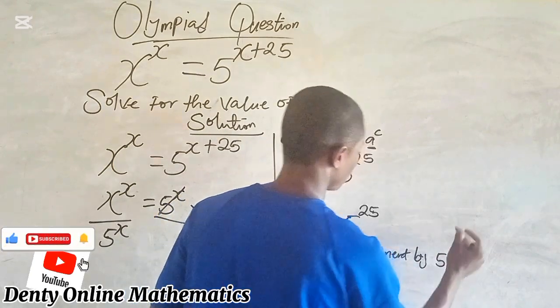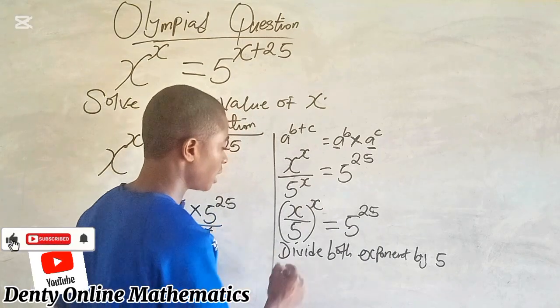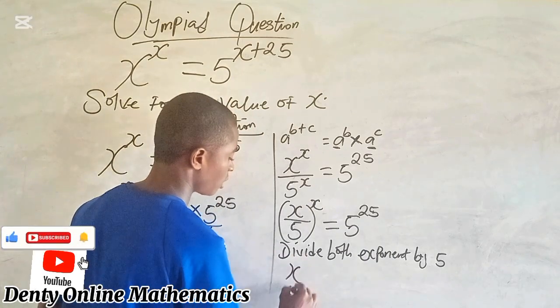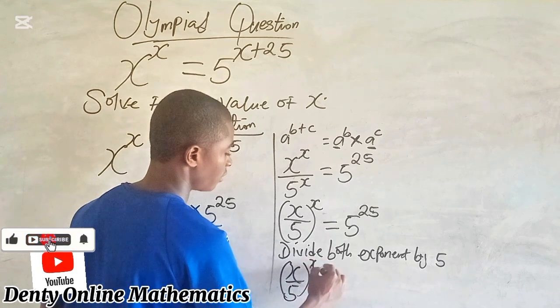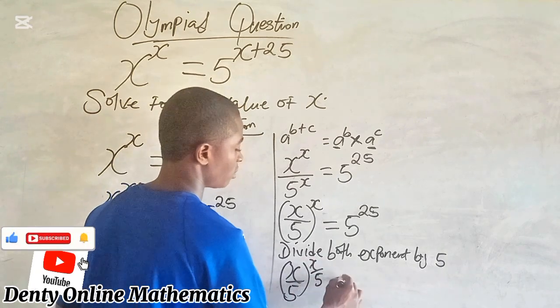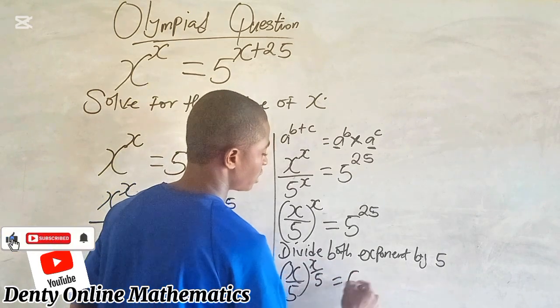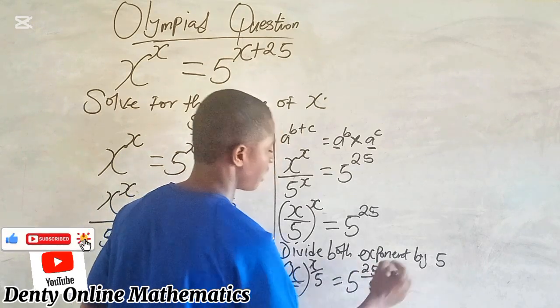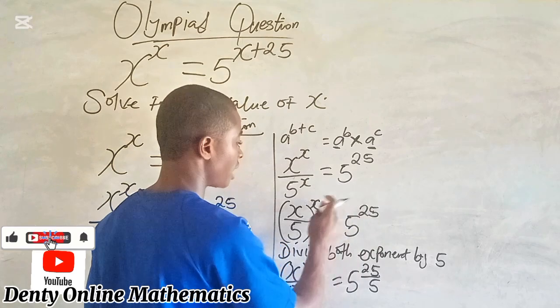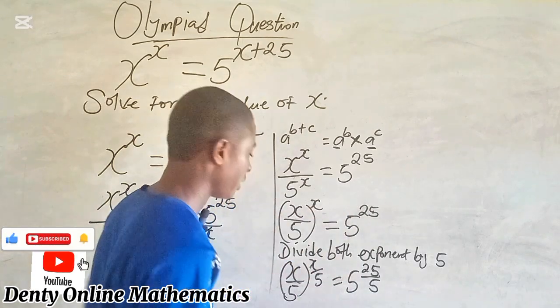Divide both exponents by 5. So if I do that, I'm going to have x all over 5 raised to the power of x divided by 5 to be equal to 5 raised to the power of what? 25 divided by 5, because I'm dividing both exponents by 5.